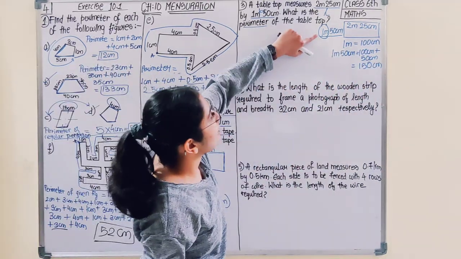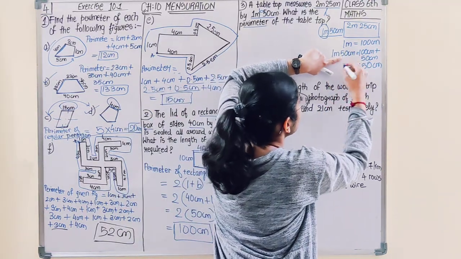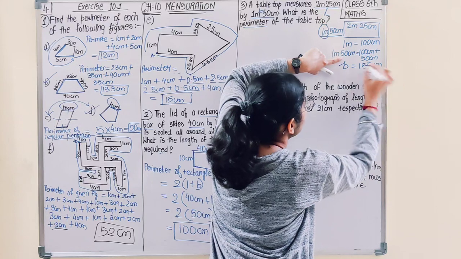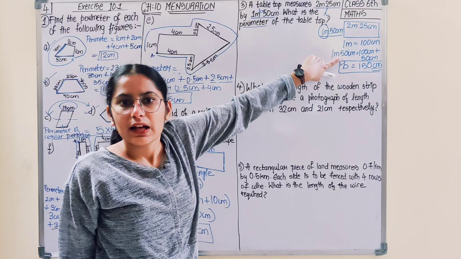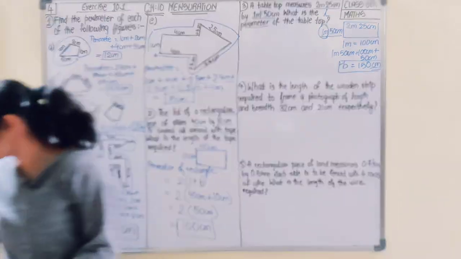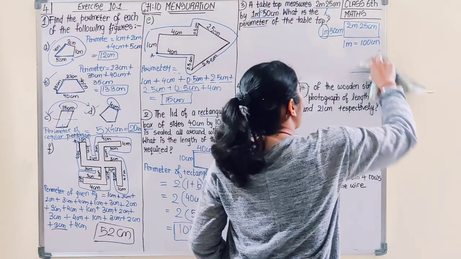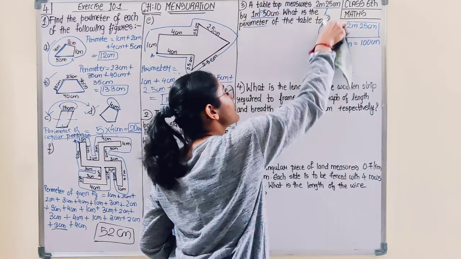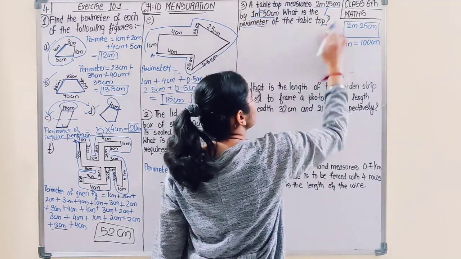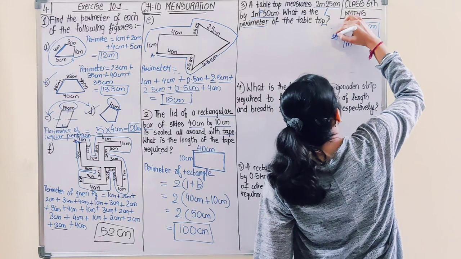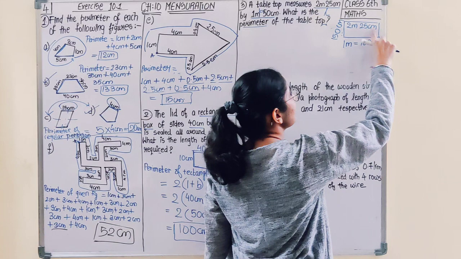I just replaced the 1 meter with 100, and then added that 100 to 50, so the breadth I got in centimeter is 150 centimeter. Are you clear with this? Okay. So now, instead of writing 1 meter 50 centimeter, I would be instead writing 150 centimeter. Now I have to convert the length into centimeter.